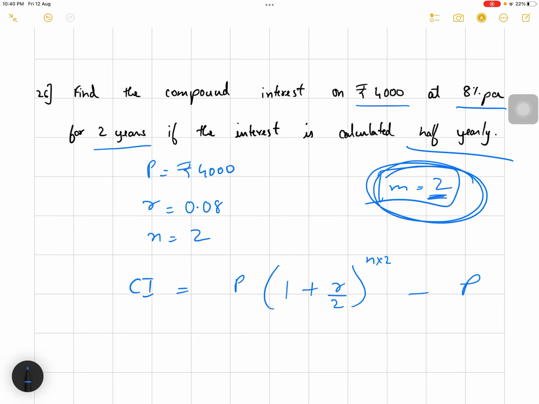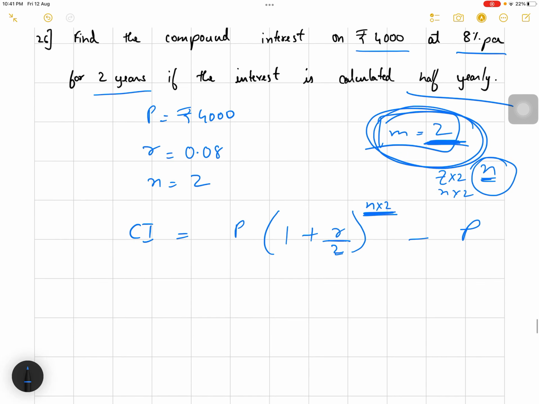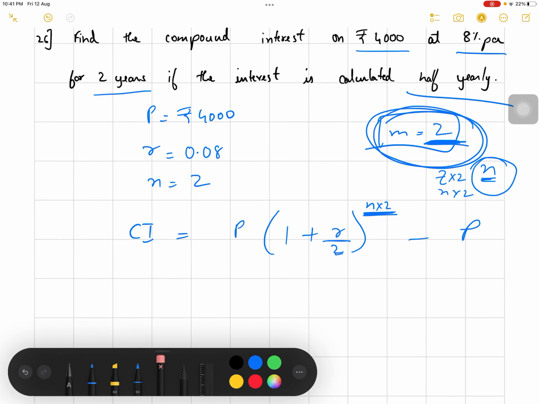Okay, I think in one of the previous lectures I have also mentioned this. The number of times you have to multiply N, where N means number of years, is T into 2, or N into 2. It's one and the same thing. Here I am writing T. T into 2 is the number of times, and R you have to divide by 2. Okay, so this is the formula.